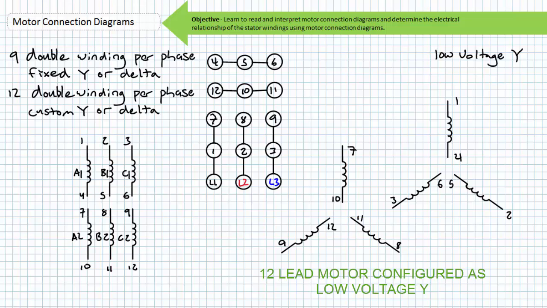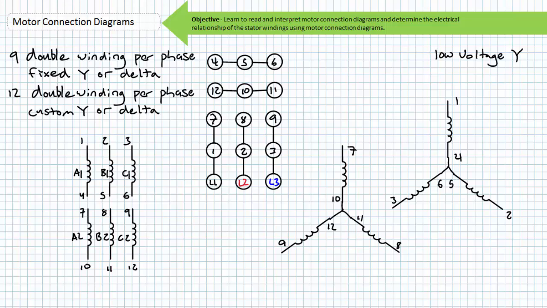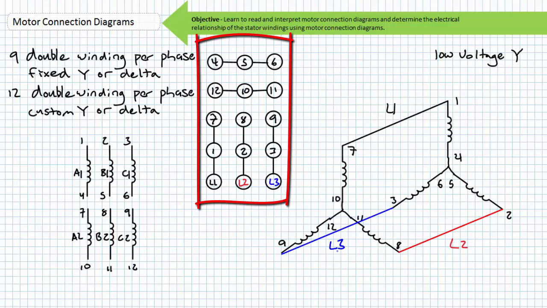The parallel low-voltage configuration forms one Y by tying together terminals 4, 5, and 6. Then another Y is formed by tying together terminals 10, 11, and 12. The two Ys are placed in parallel by tying together terminals 1 and 7, 2 and 8, and 3 and 9. Phase voltages L1, L2, and L3 would be applied to terminals 1-7, 2-8, and 3-9, where phase sequence determines direction of rotation. The motor connection diagram, illustrating a 12-lead low-voltage Y configuration, might use a diagram similar to this.